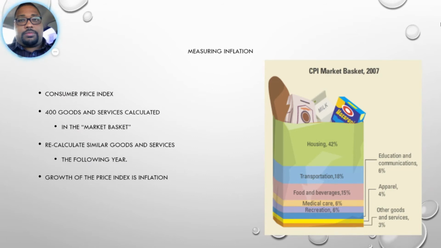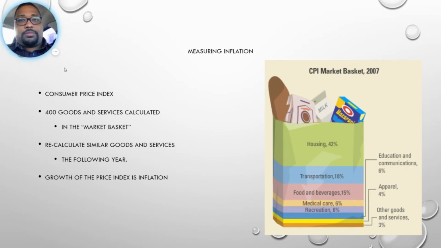So how do we measure inflation? We use what's called a CPI, or Consumer Price Index. All right, there's this imaginary basket, and you see this little basket that's being represented here. You just take randomly 400 goods and services that are calculated in the market basket. 42% comes from housing goods, 18% from transportation, 15% from food and beverage, 6% from medical care, 6% from recreation, 6% for education, communication, 4% for apparel, so on and so forth.